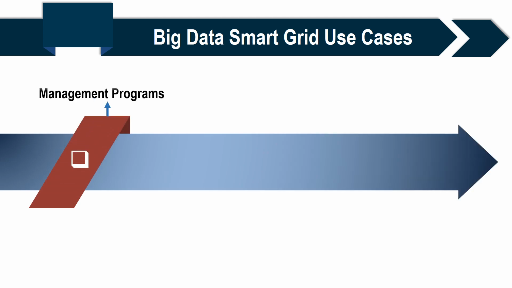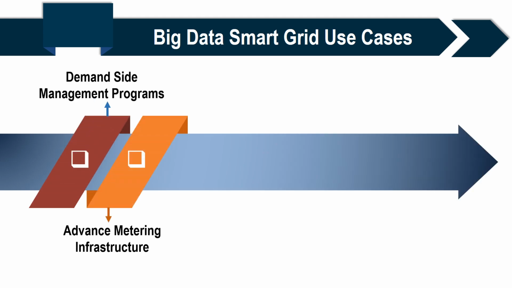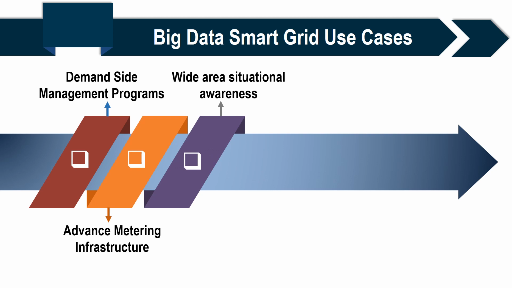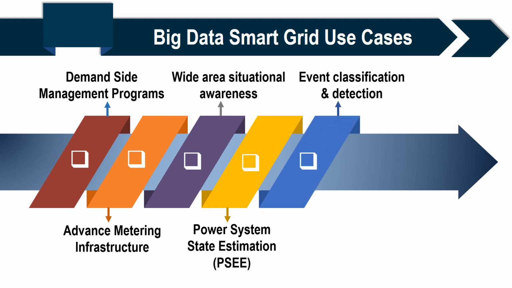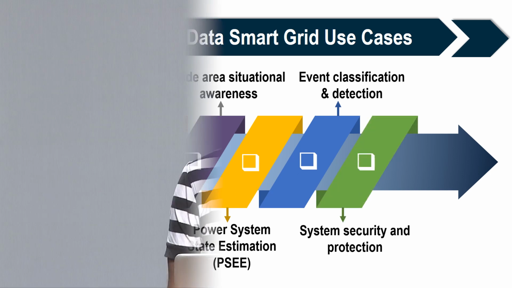Here, we are talking about 6 key areas of use cases, starting with demand side management program, advanced metering infrastructure, wide area situational awareness, power system state estimation, event classification and detection, and last but not the least, system security and protection. I am covering only 6 use cases, but there are many use cases pertaining to big data and smart grid, which you can refer by searching in your favorite search engine.